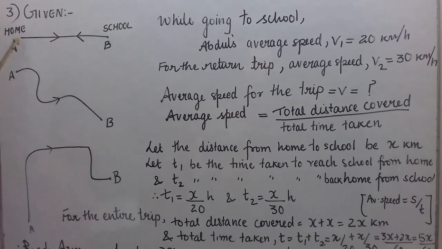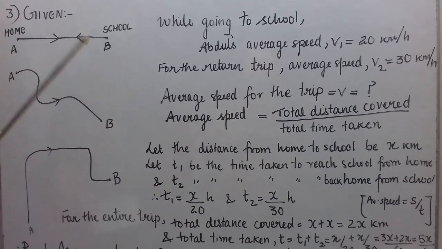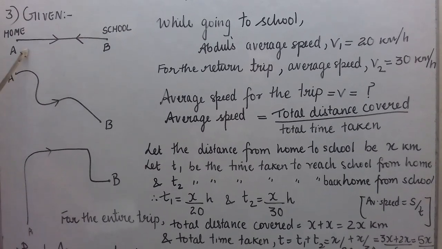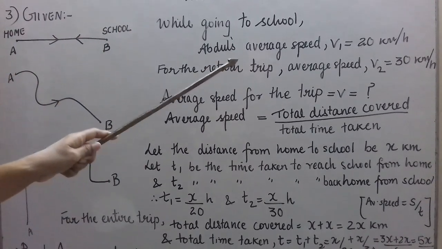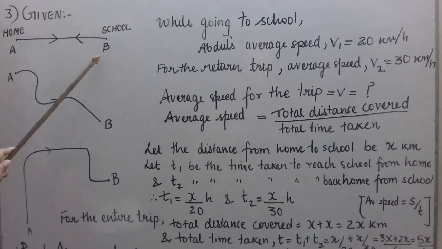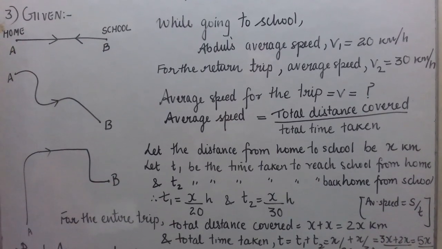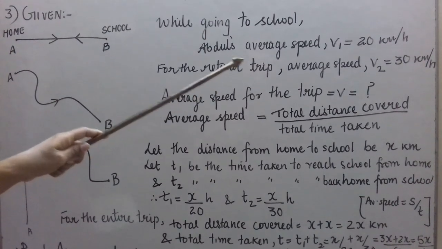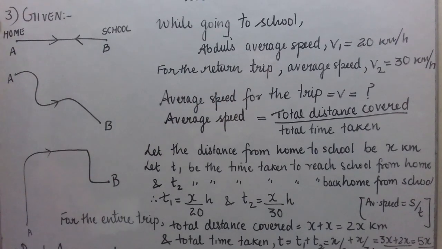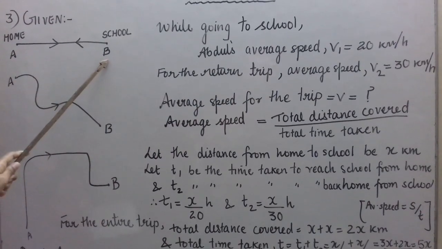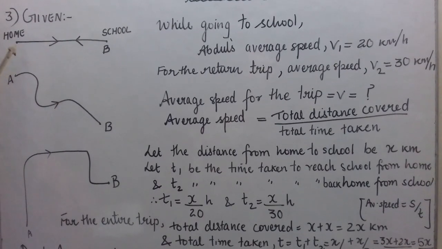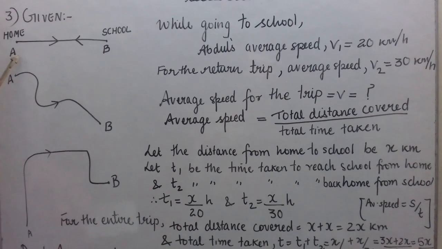So when Abdul goes from home to school, his motion must be non-uniform only. But the average speed which he computed is 20 km per hour. And when he returns from school to home, when there is less traffic, the average speed is more for the return trip, that is 30 km per hour. So one average speed is from A to B, and the second average speed is given from B to A. We have to find the average speed for the entire trip.